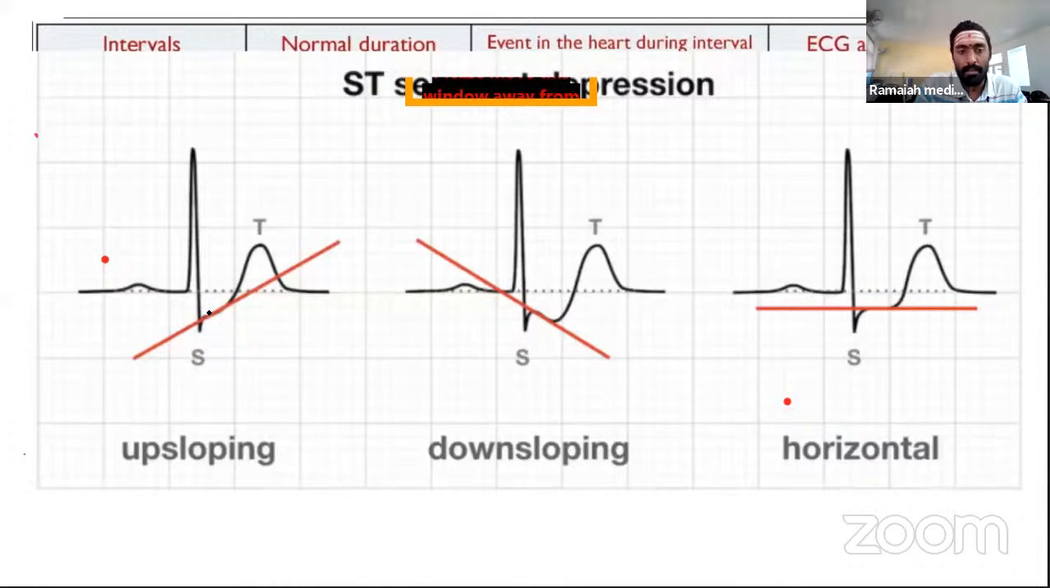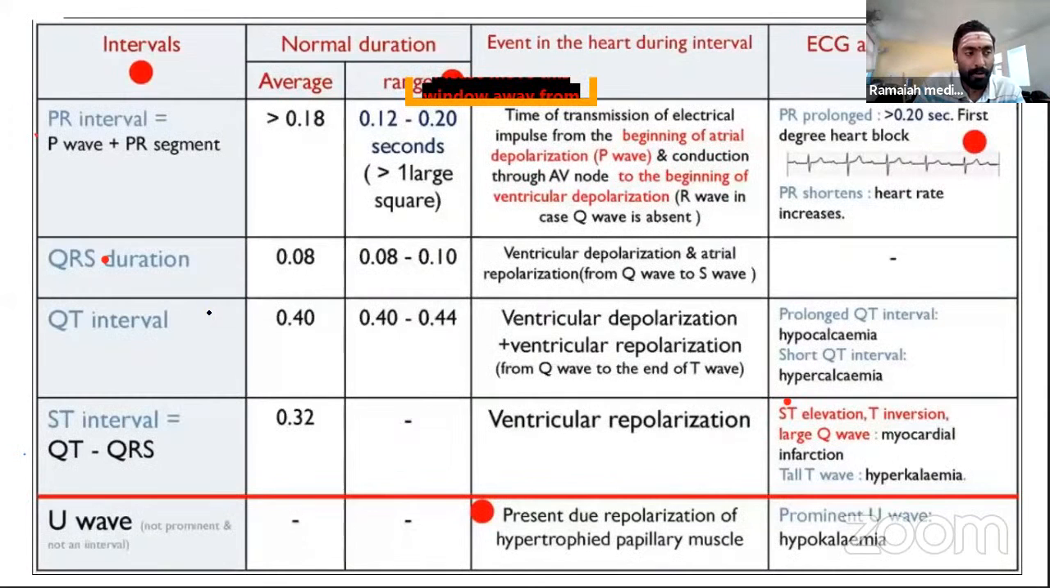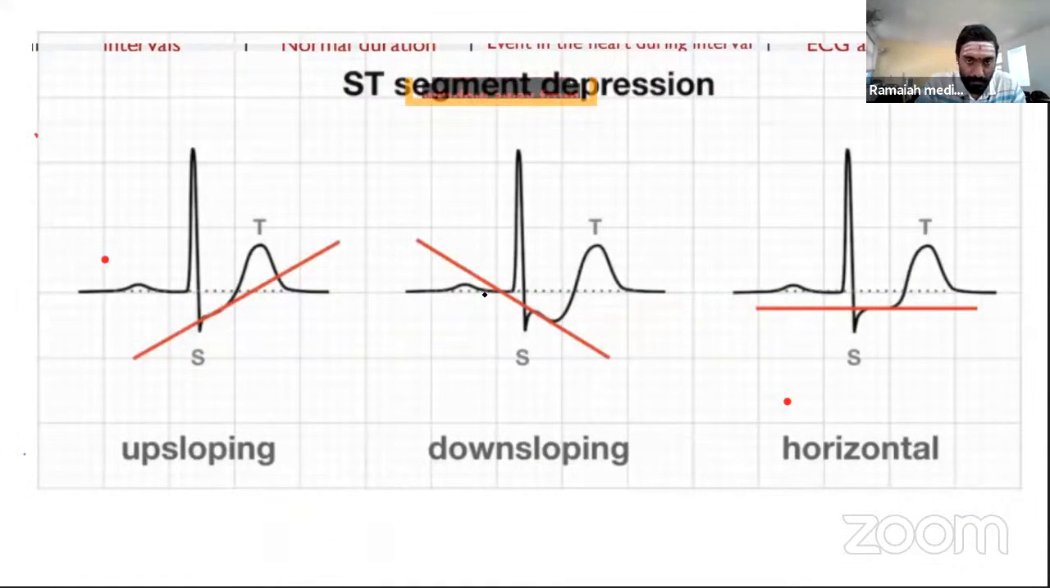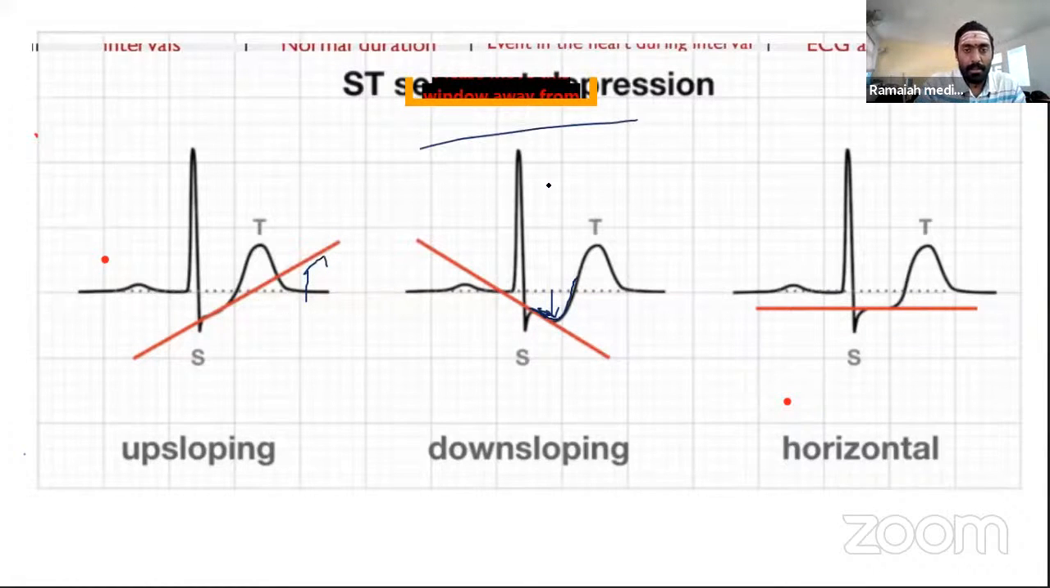When we saw that we have the P wave, then we formed the PR interval, then we had the QRS complex, then we had the ST segment, the T wave and the U wave. This ST segment can either be depressed or elevated. This is the ST segment, S and the T. Whether it is depressed or elevated, all that depends upon the morphology.